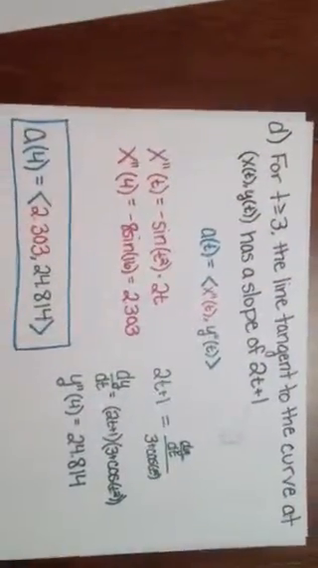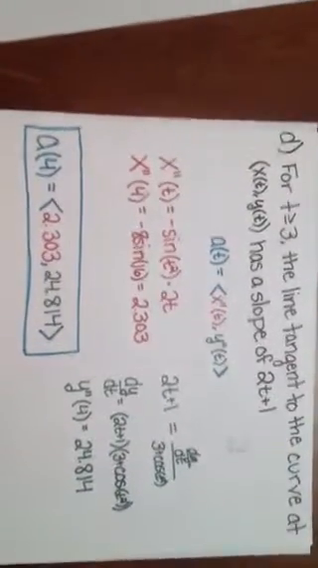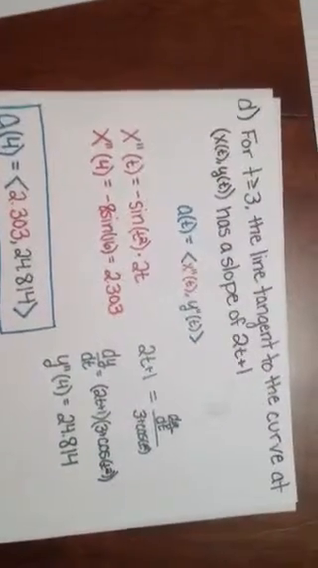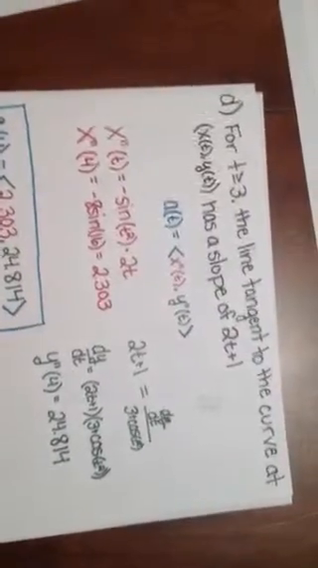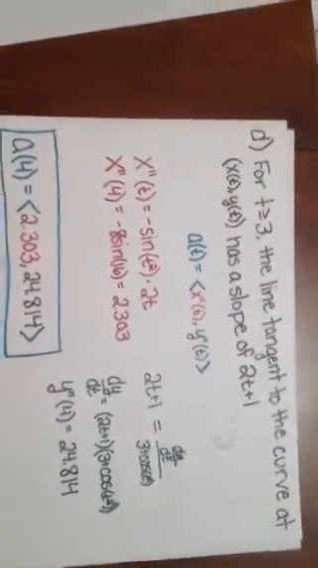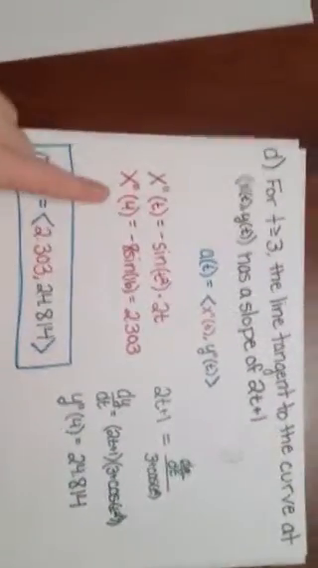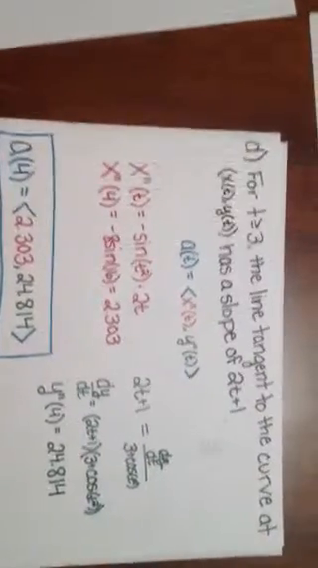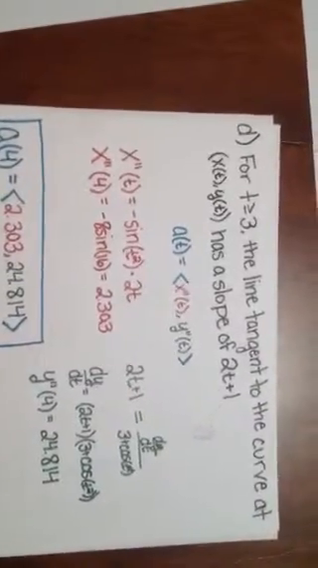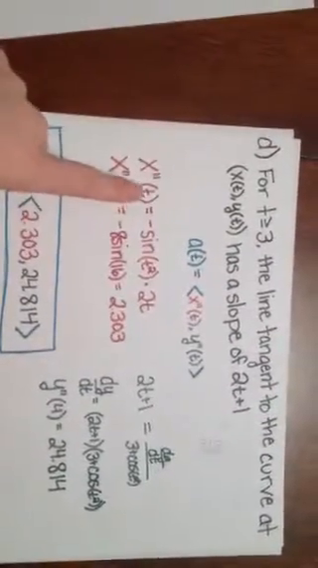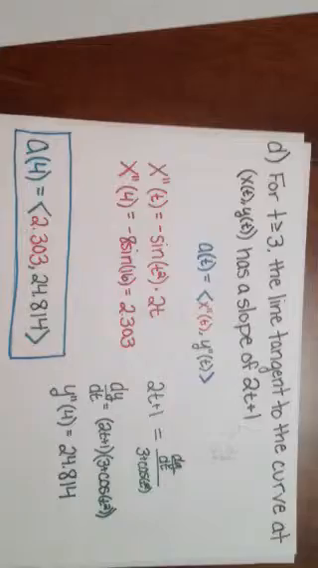For part D, we were asked to find the acceleration vector of the object at time t equals 4. For t greater than or equal to 3, the line tangent to the curve at x of t, y of t has a slope of 2t plus 1. So the acceleration vector is x double prime of t and y double prime of t. Starting with the x's, x double prime of t is negative sine t squared times 2t. This was taking the derivative of dx/dt, 3 plus cosine t squared.